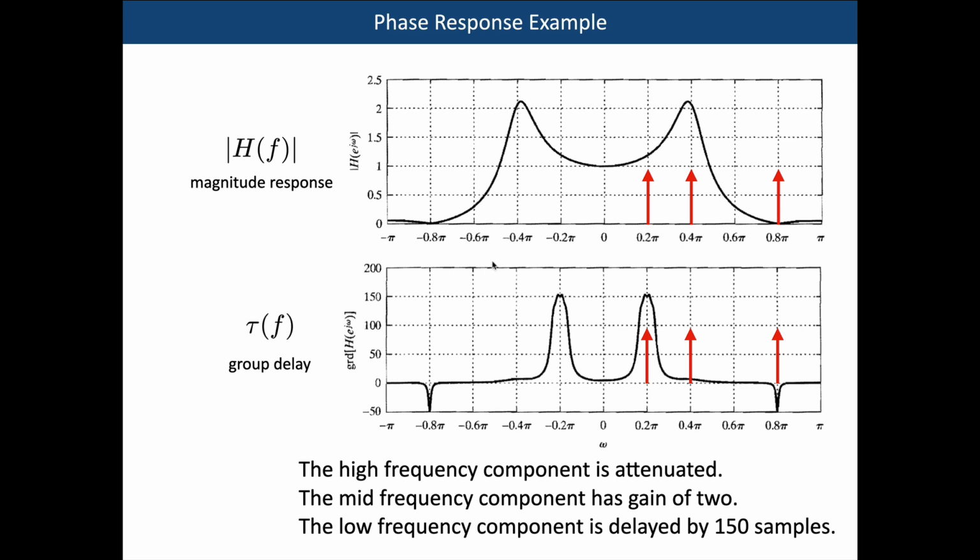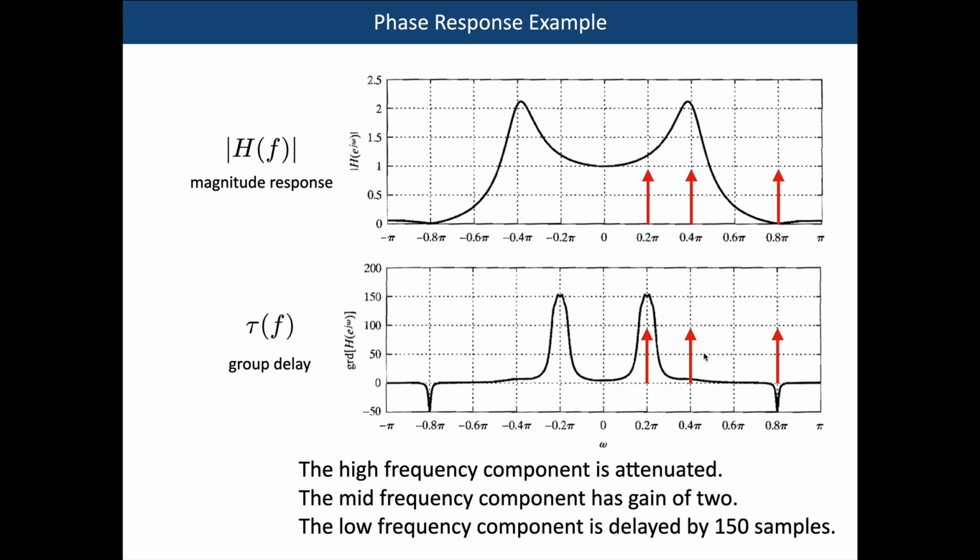Okay, so here we are, same system. On the top now, I'm showing the magnitude response of the system. On the bottom, I'm showing the group delay. What we're going to do now is we're going to pass some cosine signals into this system, and they're going to be at these different frequencies. We're going to pass one through at 0.2, 0.4, and 0.8.